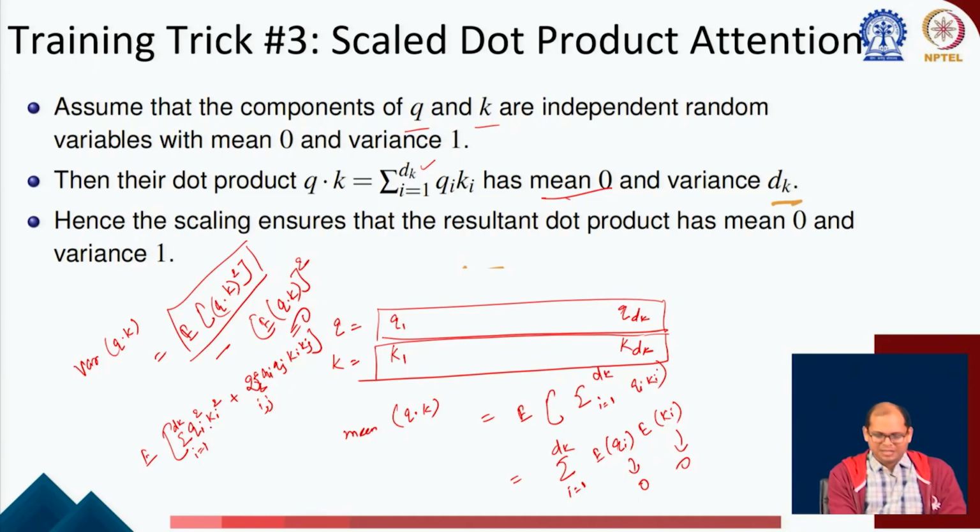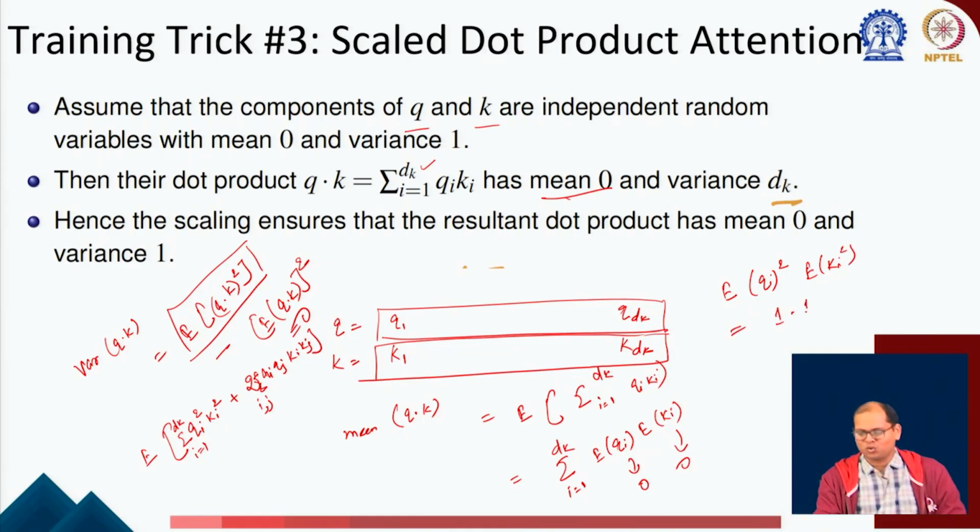Now, think about the first term, because each term has variance 1. The expectation of qi squared times the expectation of ki squared is nothing but the individual variances, 1 times 1, which is equal to 1. So this will contribute dk here, while in the cross terms you go back inside to the expectation of qi times the expectation of qj, and everything is 0, so this contributes only 0. So the variance becomes dk. But if you divide by the square root of dk, the square term gets divided by dk, and this will become 1 finally. That is why you divide by the square root of dk.